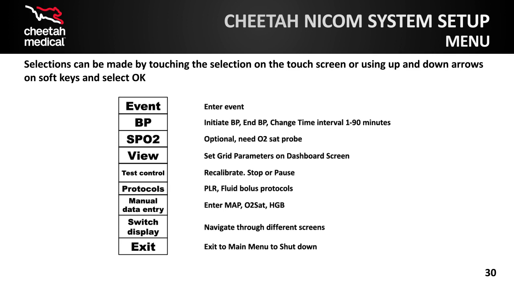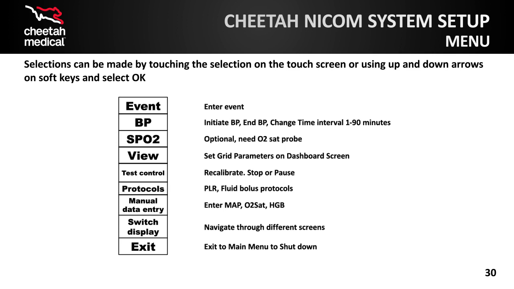The Event option allows different events to be entered. An example of an event would be dobutamine started at 2 micrograms per kilogram per minute. These events will be marked on numerical and trend screens. For the non-invasive blood pressure option, select Blood Pressure on the menu.